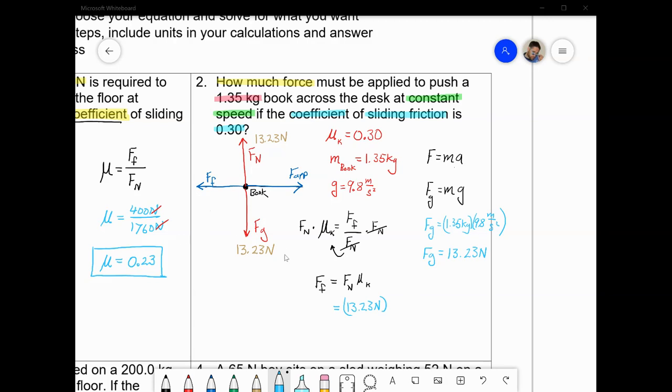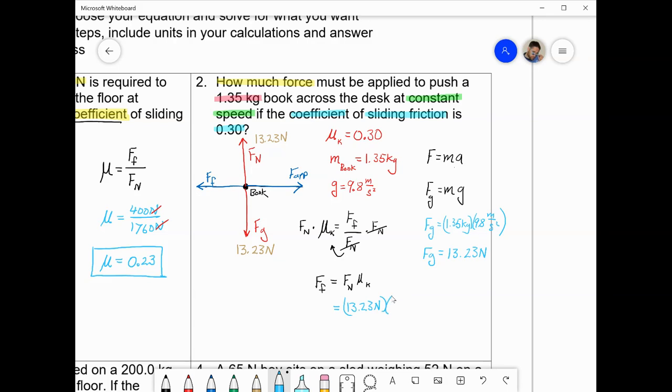So here we've got this 13.23 newtons, and I'm going to multiply that times the coefficient of friction, which is 0.30. And this is going to get me my frictional force, right? So what do I get from this? Times 0.3, and this walks away with a frictional force of 3.969, which is a really weird number. So I'm actually going to round this up and just say that this number right here is 4 newtons.